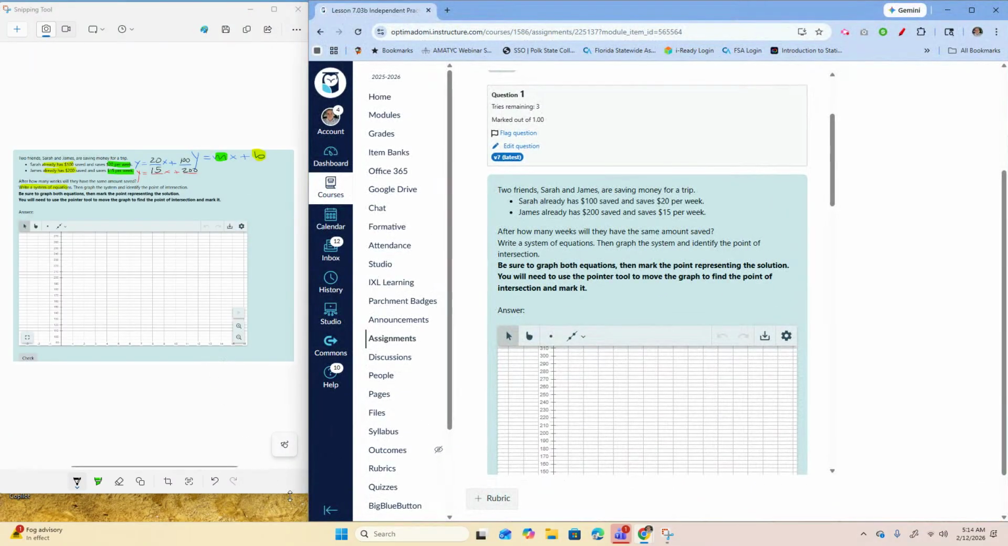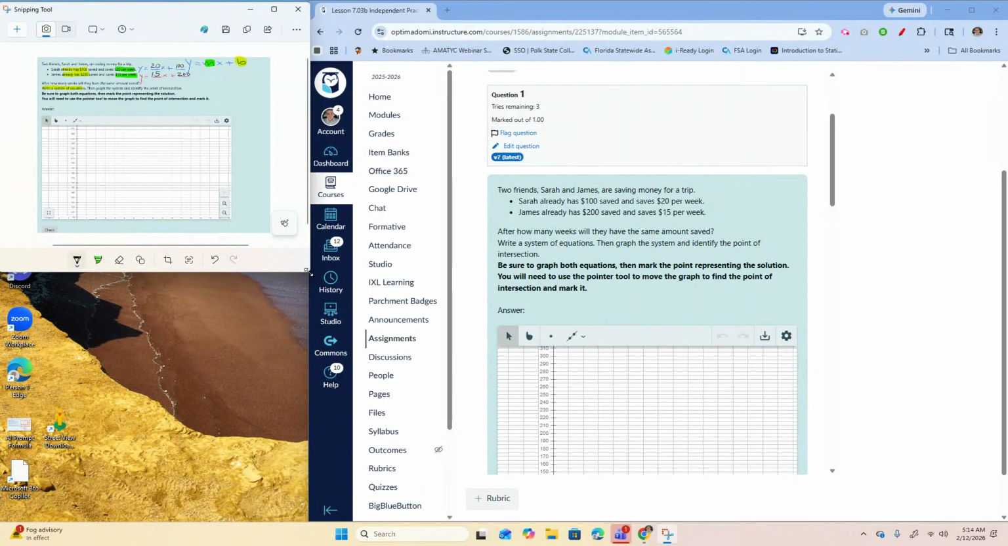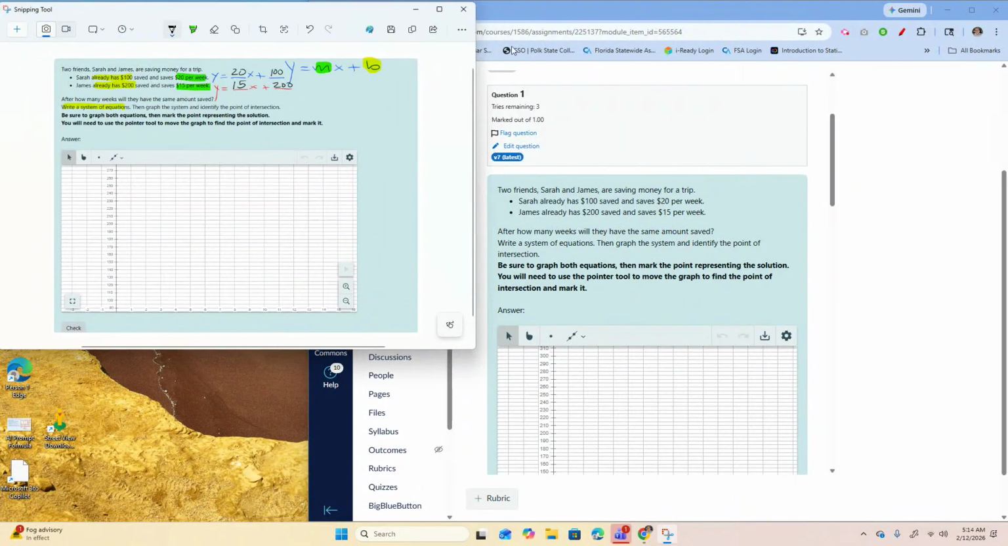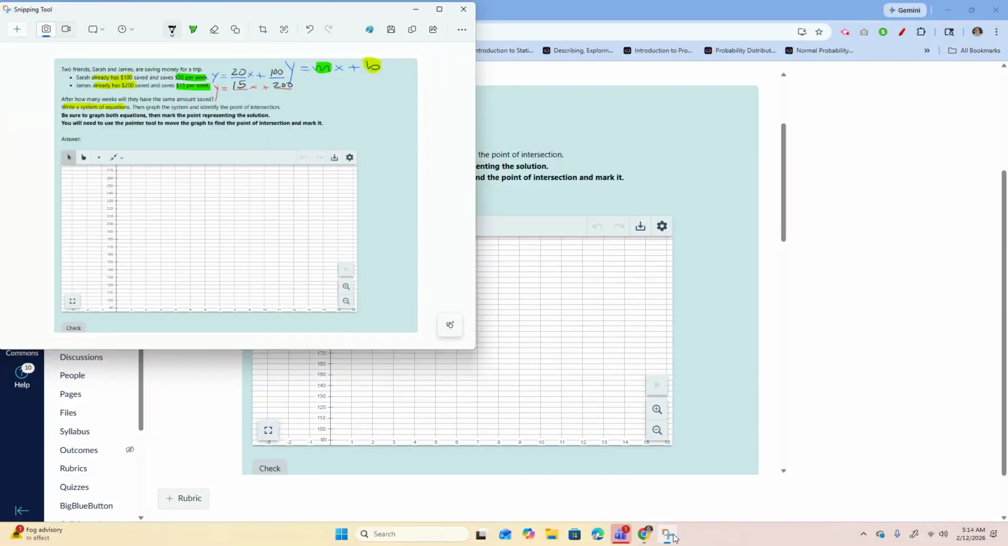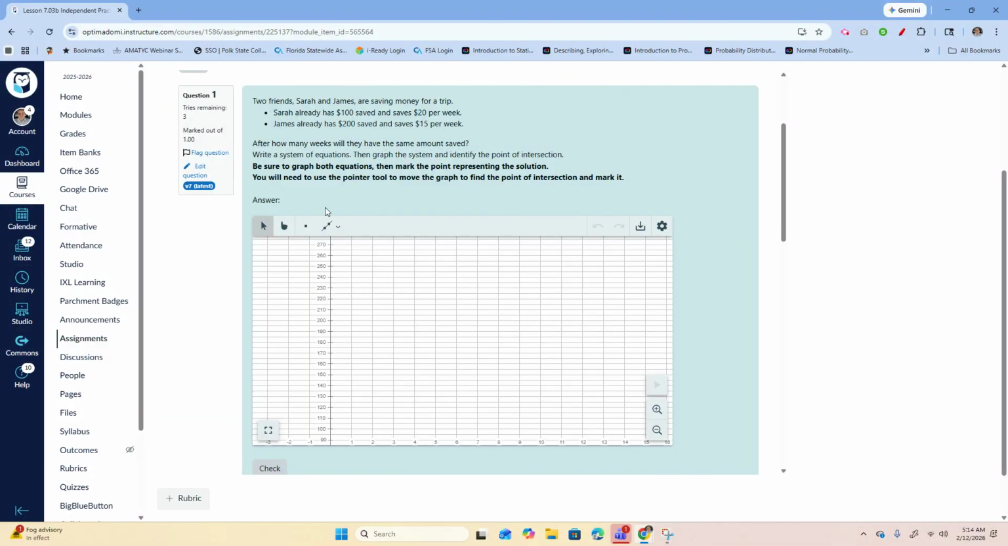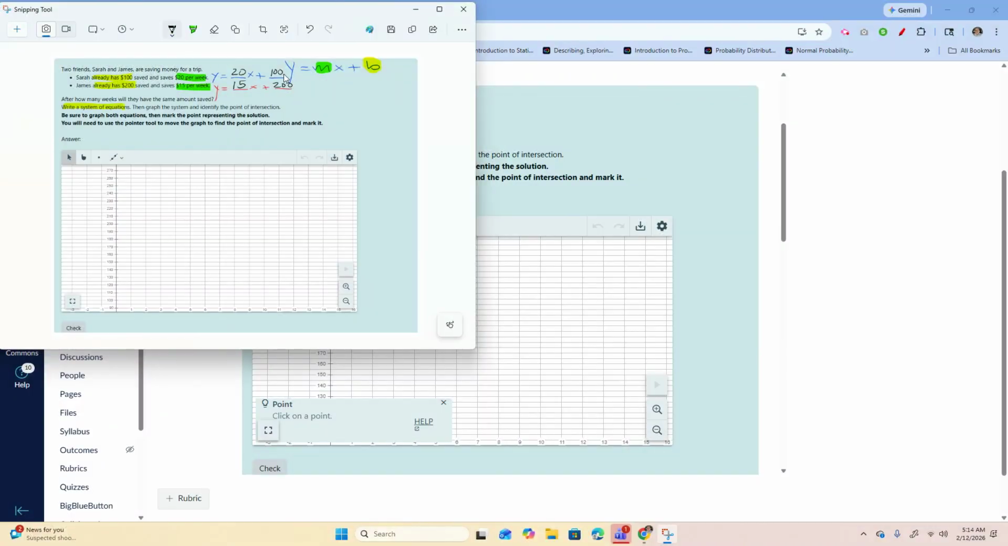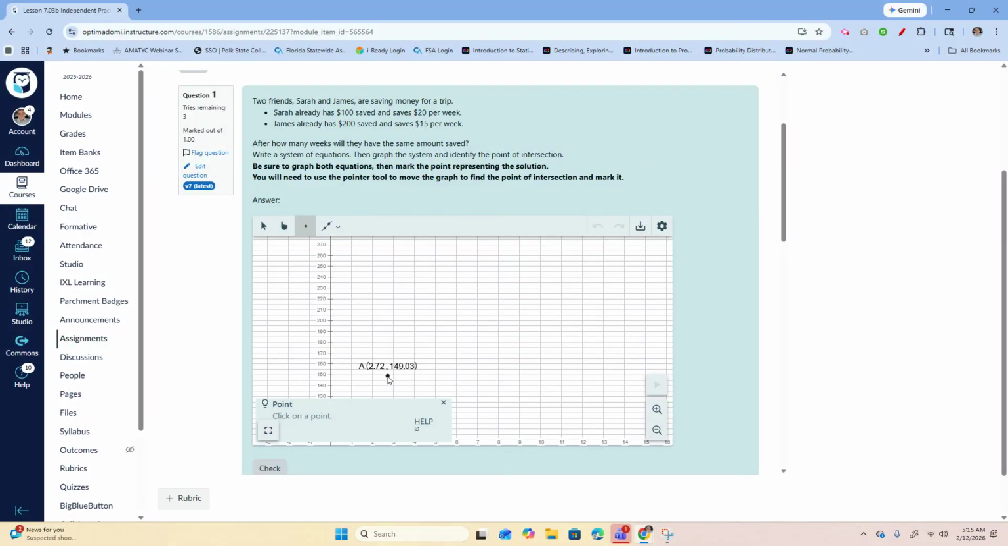Okay, so basically, I'm gonna graph the equation y equals 20x plus 100. That's what I'm gonna do. So I'm gonna click on the point. What is my b for Sarah? That will be 100. So I'm gonna put a dot on 100 here. So here is 100.